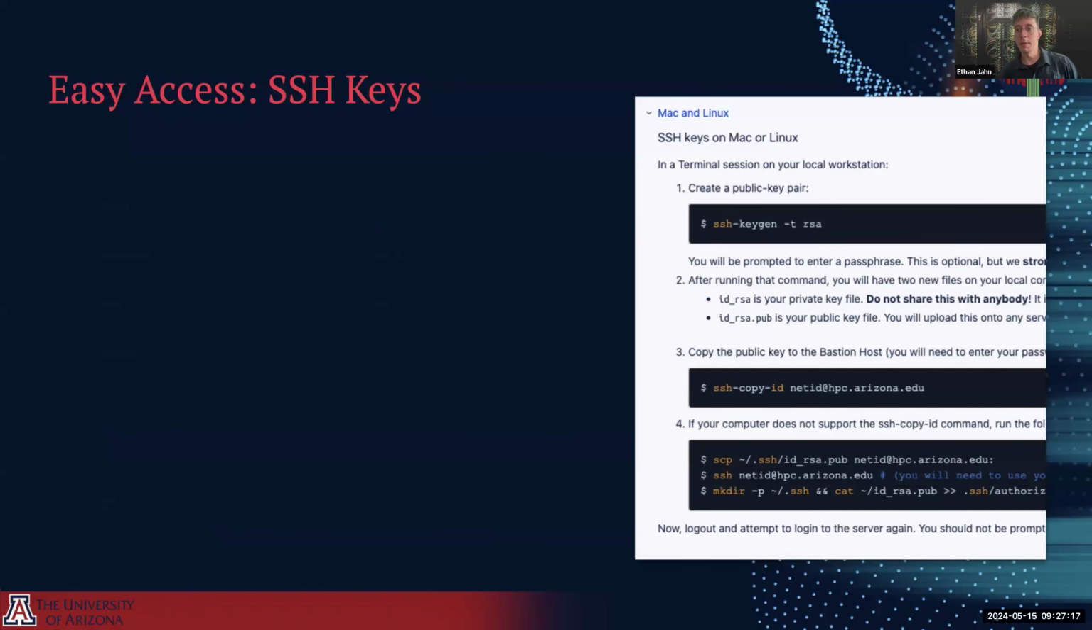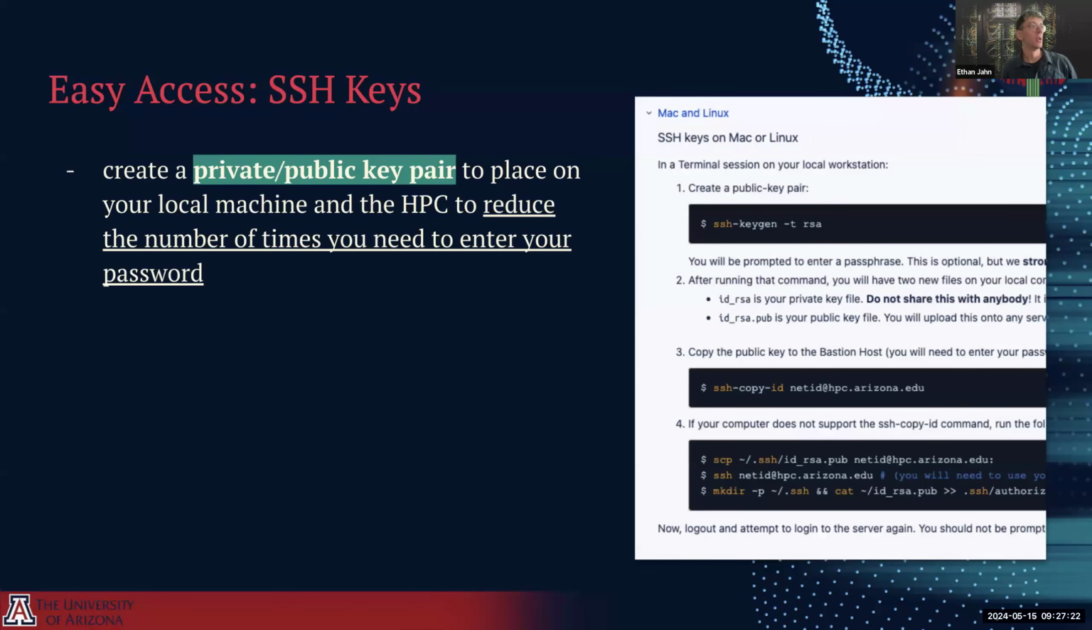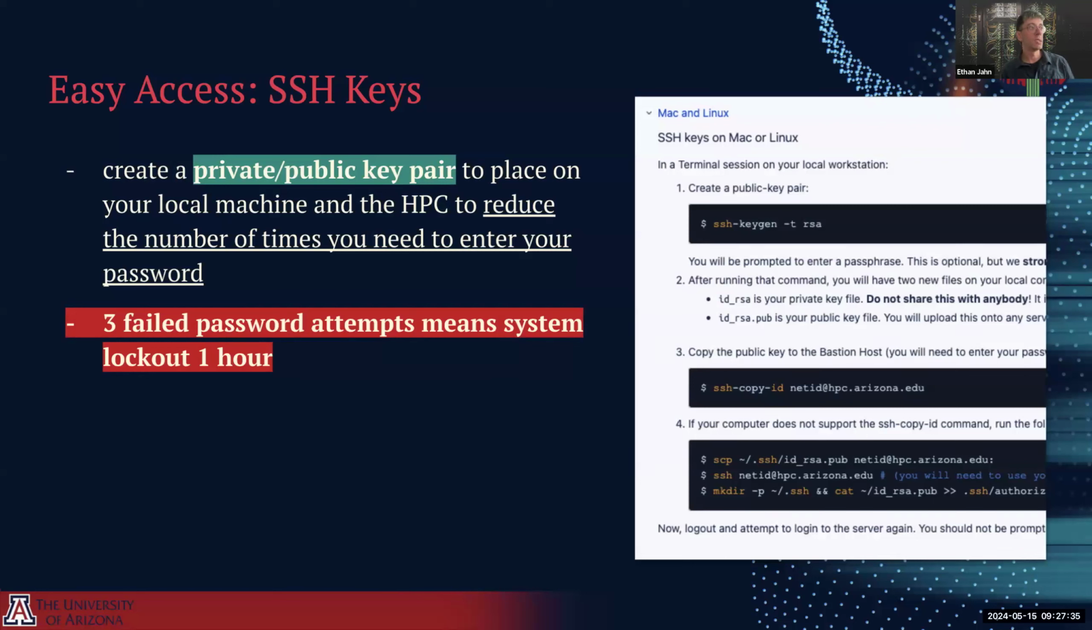One thing that might make access to the HPC a little easier is SSH keys. We have instructions in our documentation, so I won't go through it all in complete detail. In order to create an SSH key, you create a private and public key pair, and then you put that onto the HPC in order to reduce the number of times you need to enter your password. The reason you might want to do this is that if you fail a password check 3 times in a row, it will lock your account for 1 hour, and there's nothing we can do about it. But it's only 1 hour, so wait for that to finish, and then you'll have access to the HPC again.